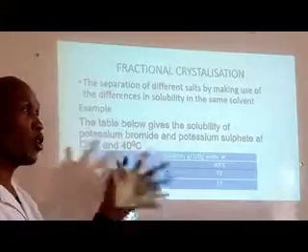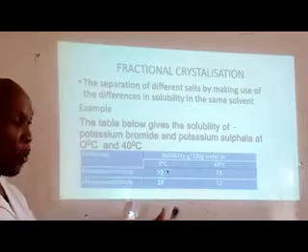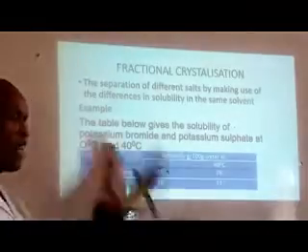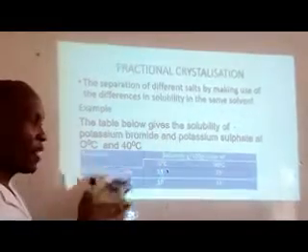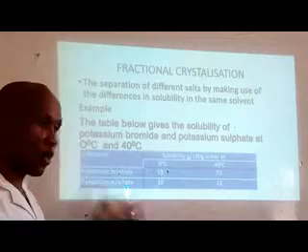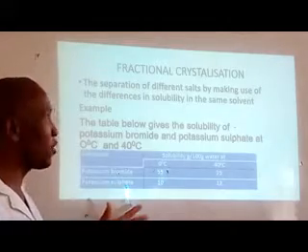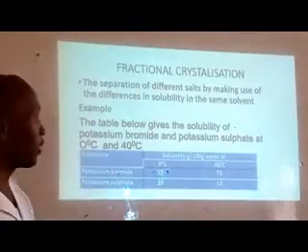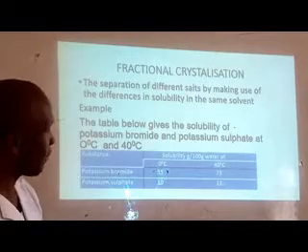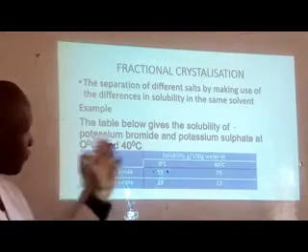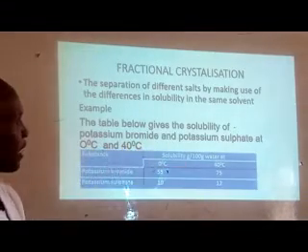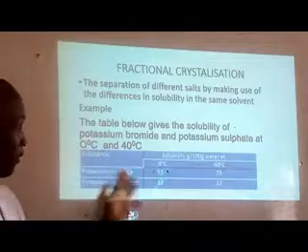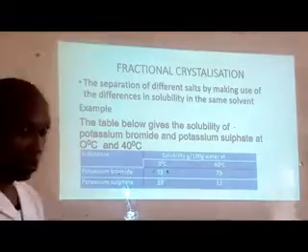If I have some salty water, I allow it to cool, crystals will form. That is crystallization. But I have a mixture of sodium chloride and potassium nitrate. I want to separate them. Then I do a fractional crystallization. And this is a question you'll come across in papers. The table below gives the solubility of potassium nitrate and potassium sulfate. And there you are. And what is the question?